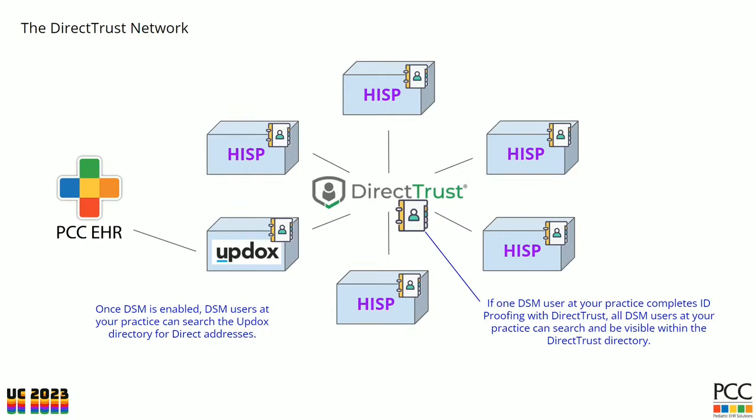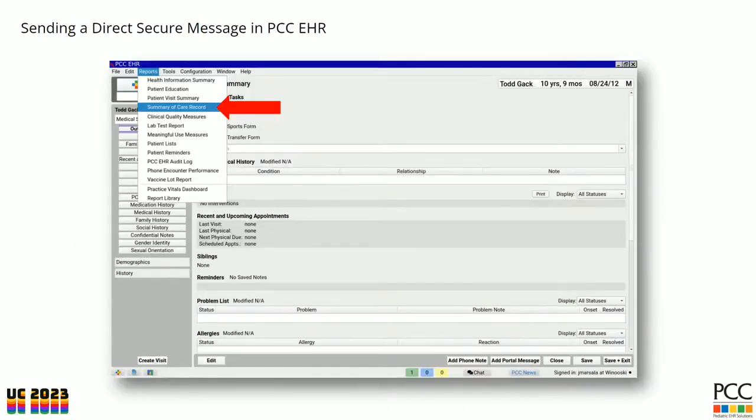Two, there isn't a requirement for HISPs to share their directory, so you don't necessarily have access to another HISP's directory. And three, individual users sometimes opt out of having their address be made visible or searchable. But if you can get past that and find the direct address you're looking for, whether by searching the directory or just calling up the third party you want to exchange with and asking for their address, as long as you've got the address, DSM provides a safe, secure, and efficient means of exchange.